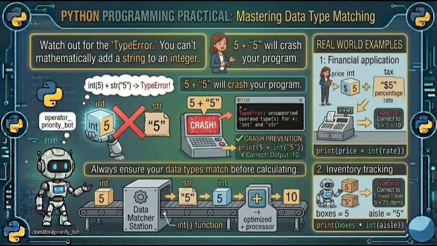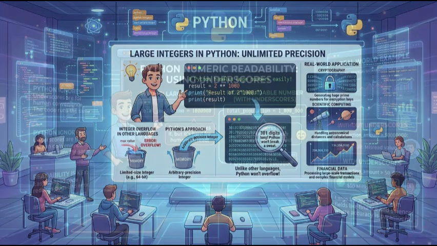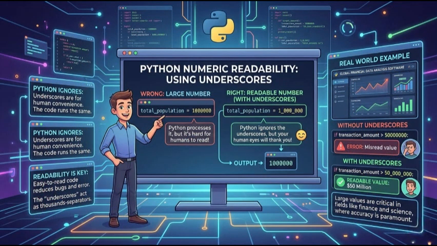Python is amazing with large integers. Unlike other languages, Python can handle incredibly huge numbers without overflowing. You can calculate 2 ** 1000 and Python won't break a sweat. When coding, use underscores to make large numbers readable. Instead of 1 million, write 1_000_000. Python ignores the underscores, but your human eyes will thank you.